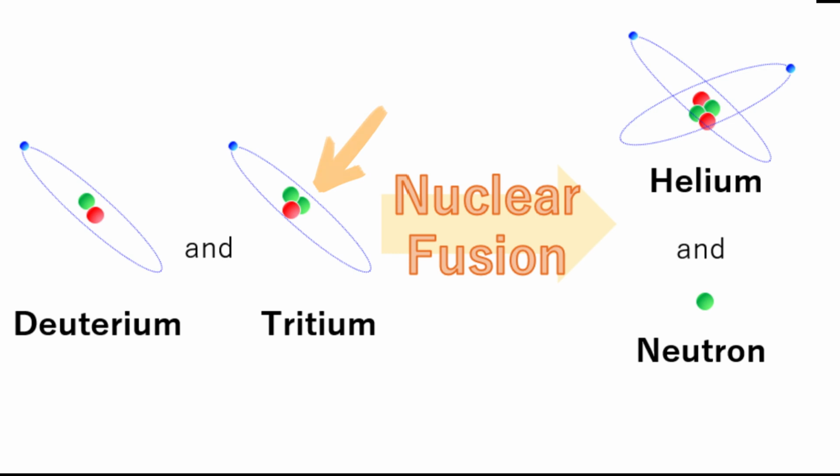An atomic nucleus with two protons and two neutrons is created. This is the helium nucleus that came out earlier. Also, one neutron is released at the same time. In summary, in the case of nuclear fusion of deuterium and tritium, a helium atom and a neutron are produced.